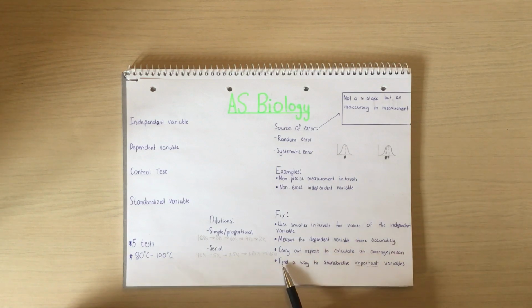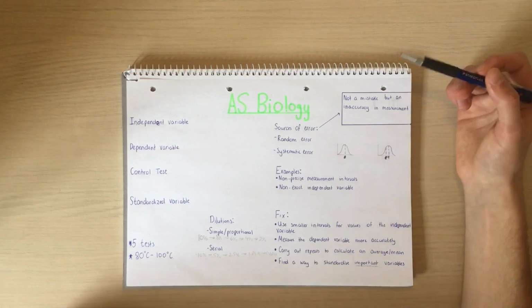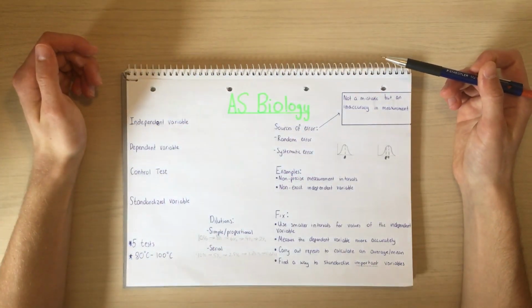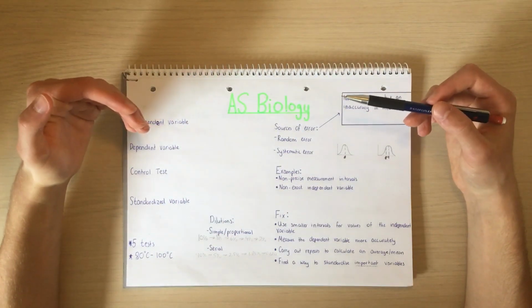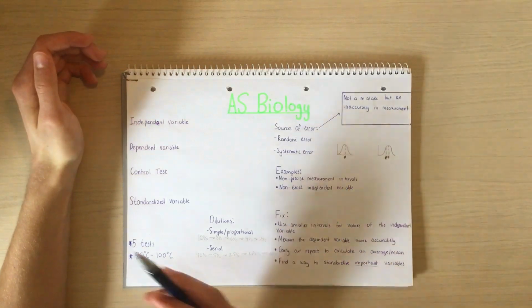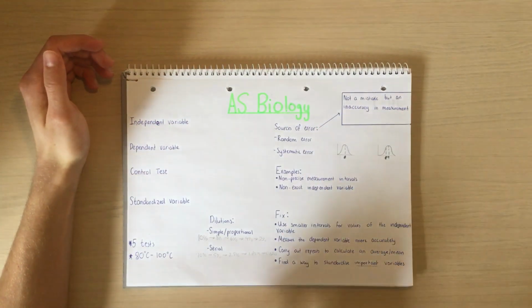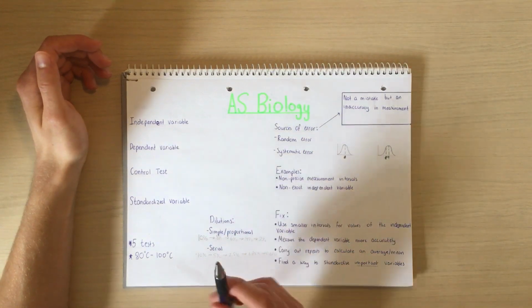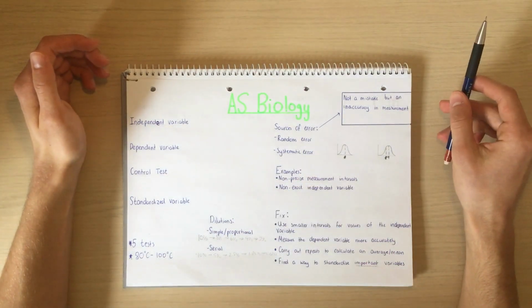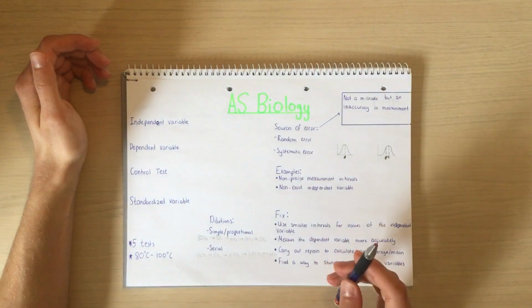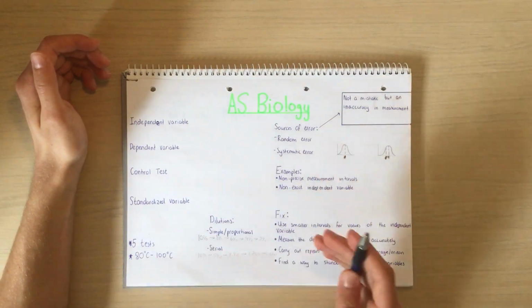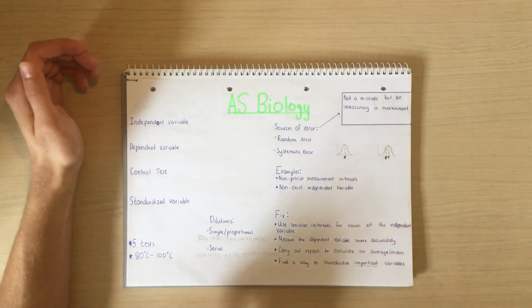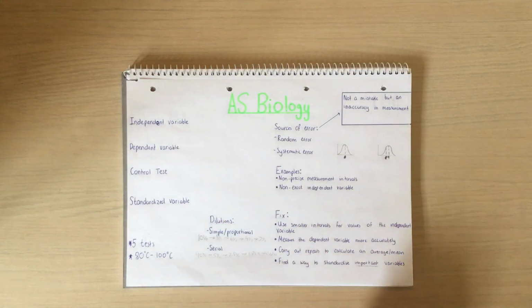The final thing that we could do is find a way to standardize important variables. For example, in the enzyme experiment, if we want to measure the rate of enzyme activity at varying temperatures, something that we're going to want to keep constant is the pH, because pH directly affects enzyme activity. So throughout each test, we want the same pH so that we're only seeing the effect of changing the temperature.